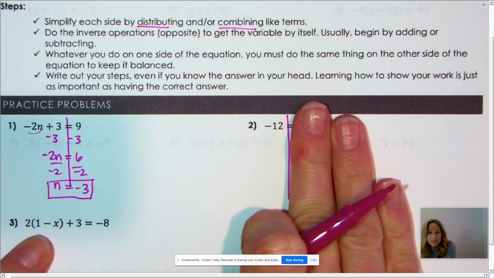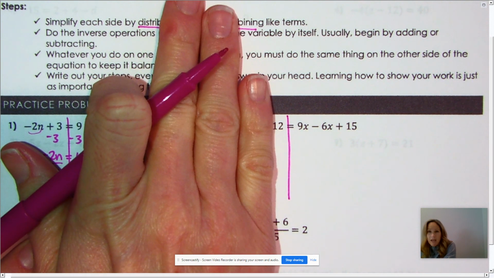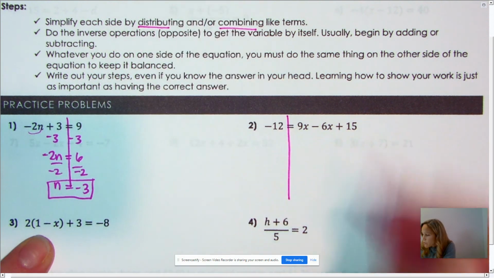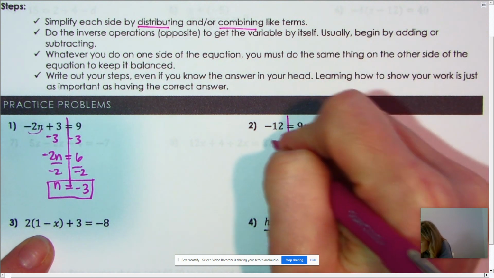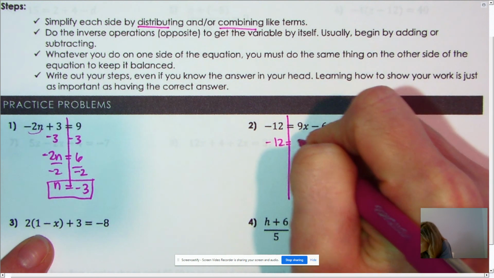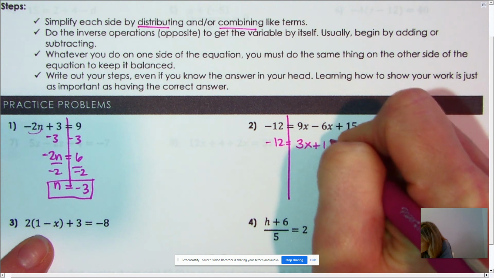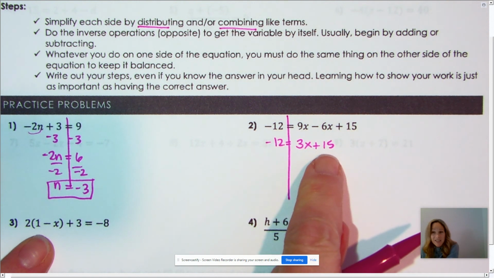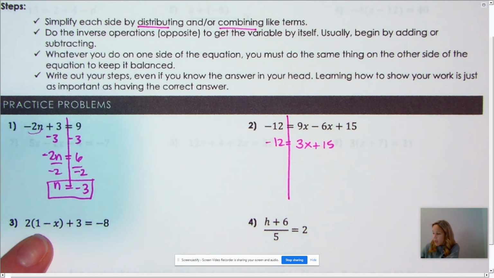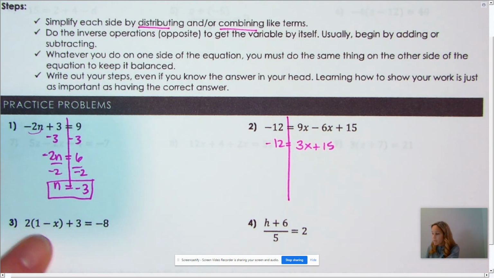So looking at that side, nothing to do. Looking at that side, I can put the x's together. If I have 9 x's, take away 6 x's, that equals 3 x's. I copy the 15. Everything else that I'm not changing, I just copy down. That's very important because you want to make sure that everything stays lined up.